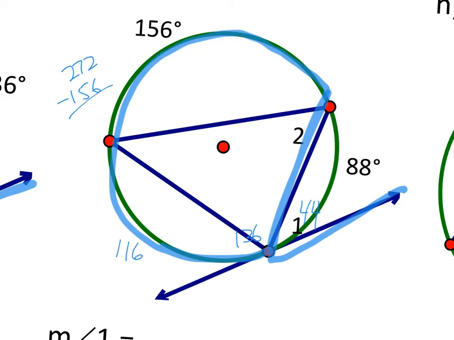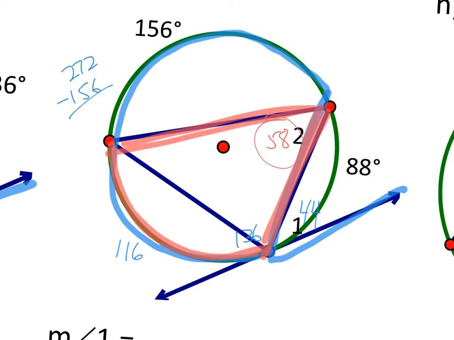And the key is that this 116 arc is the intercepted arc of the inscribed angle. So half of 116 is 58. So measure of angle 2 is 58. Measure of angle 1 is 44.